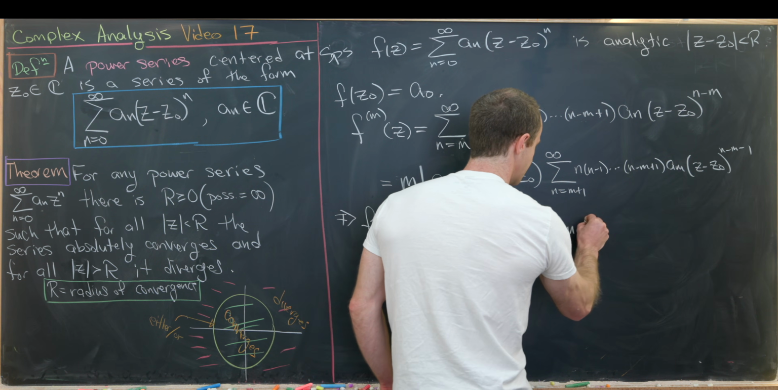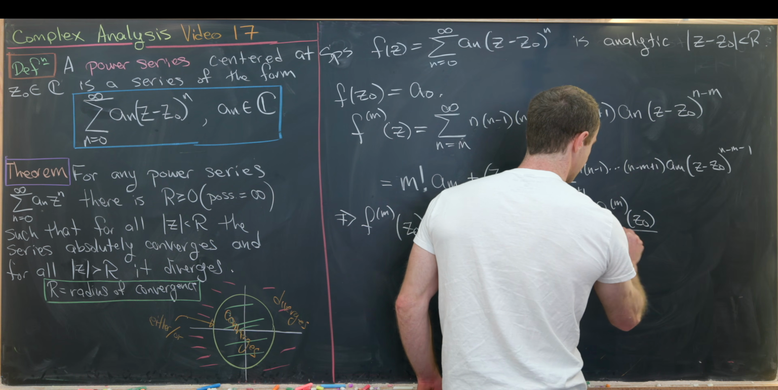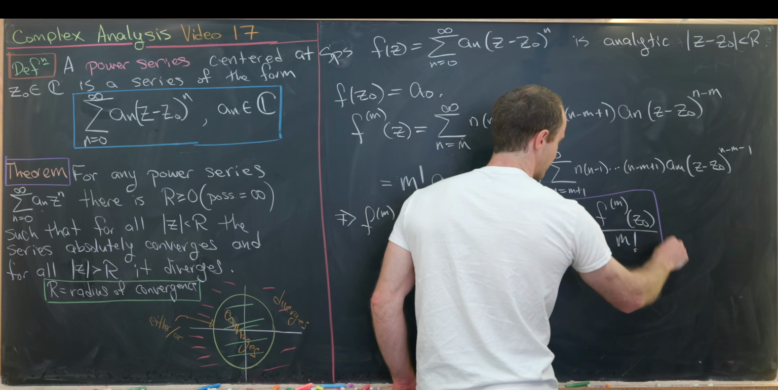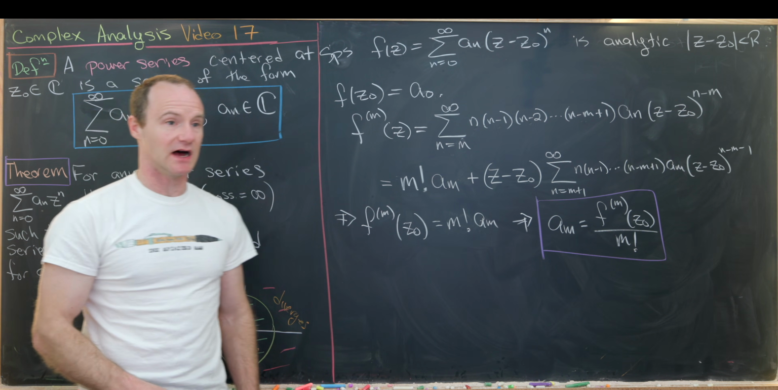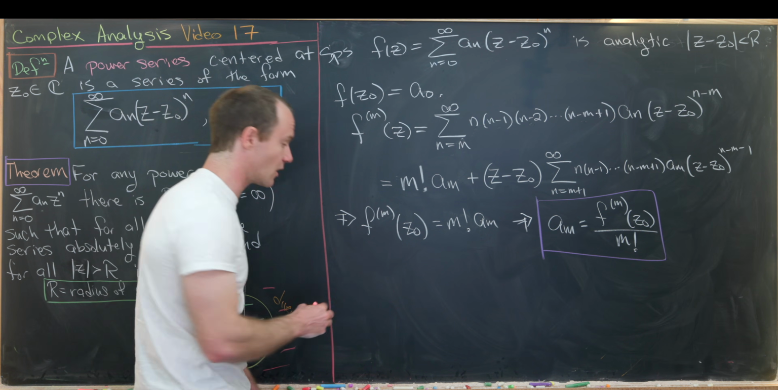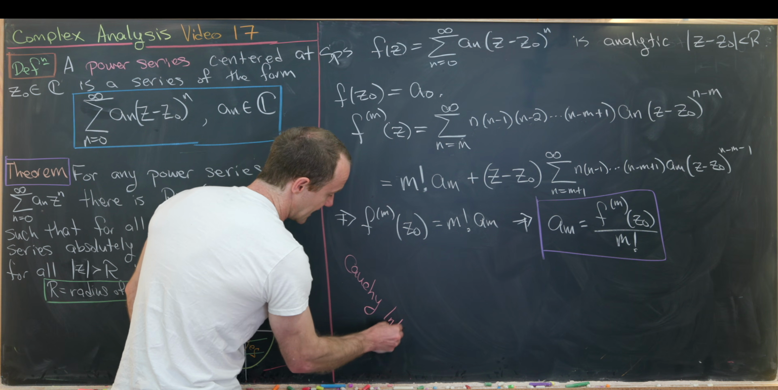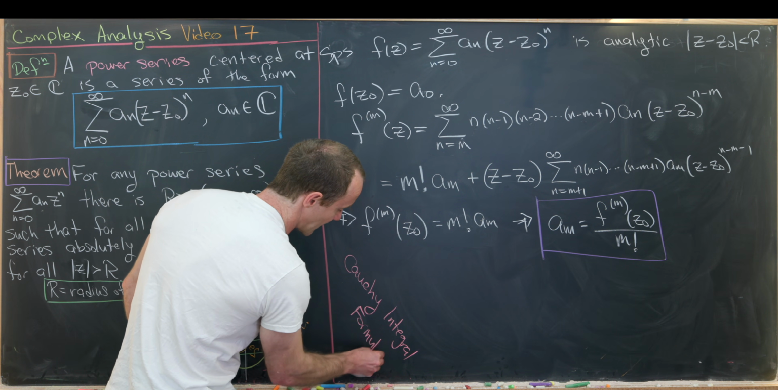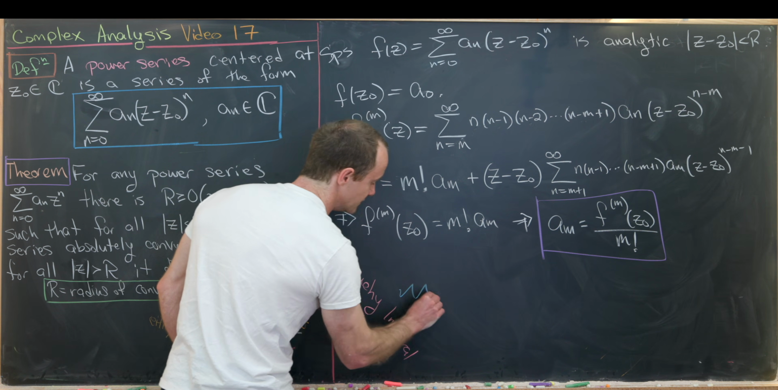So that means a sub m equals the mth derivative evaluated at z naught divided by m factorial, which is the well-known formula that you learned when learning about Taylor series for the first time. But let's also recall that since we're in complex analysis, we have something called the Cauchy integral formula. So we can, in fact, apply the Cauchy integral formula to write this a little bit differently. So let's see how we could do that.